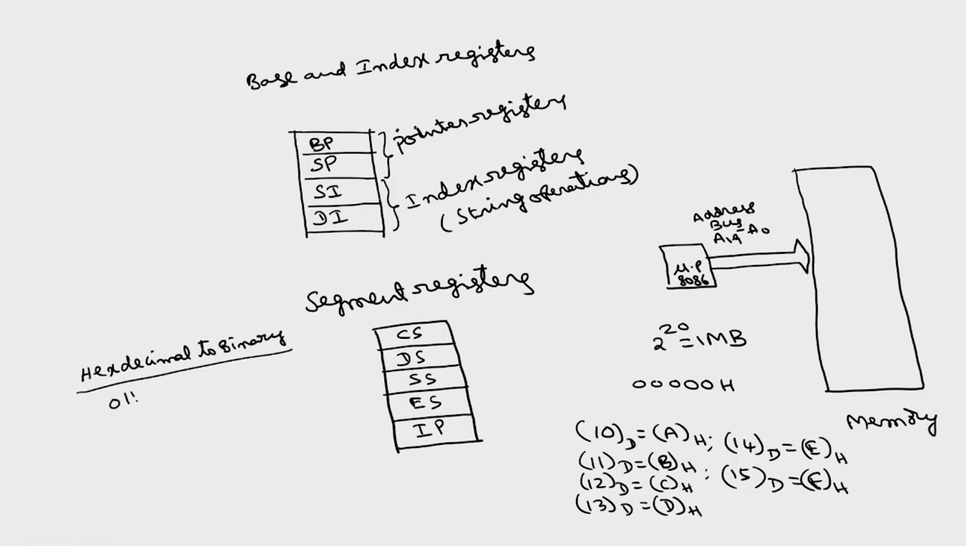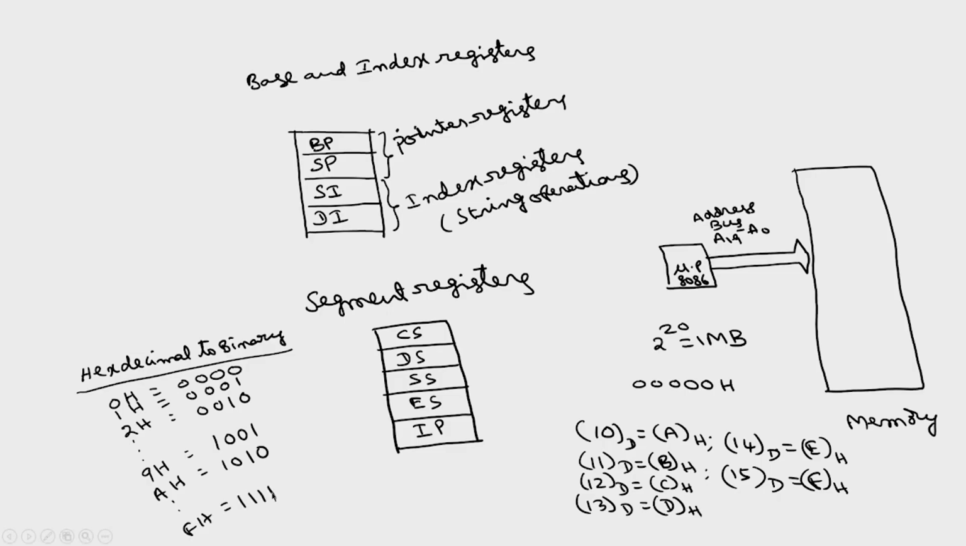If it is 0H, the binary will be, you have to write the 4-bit binary equivalent. This is binary. 1H will be 0001, 2H will be 0010, and so on up to 9H, which will be 1001. A in hexadecimal will be 1010. Similarly, F means 1111.